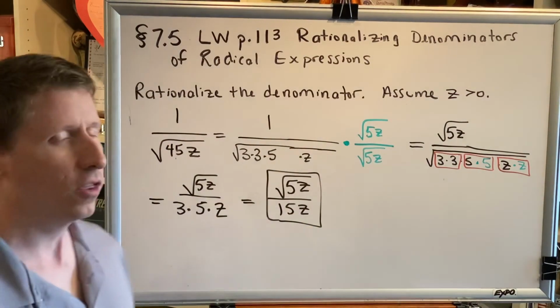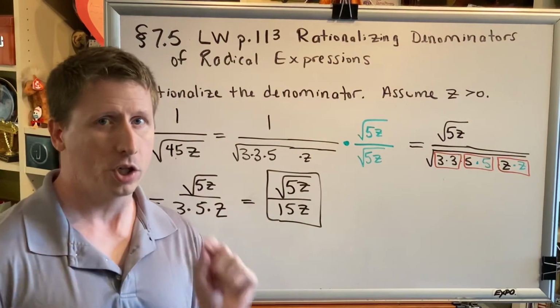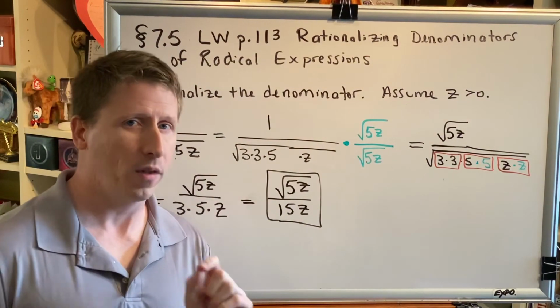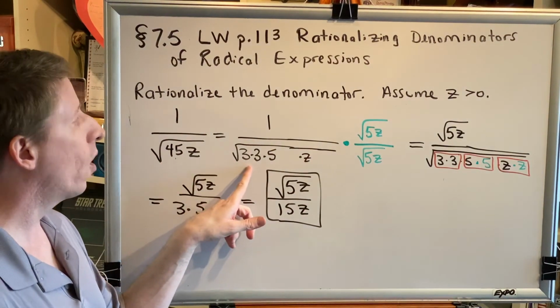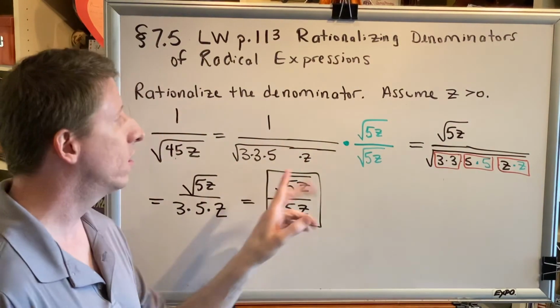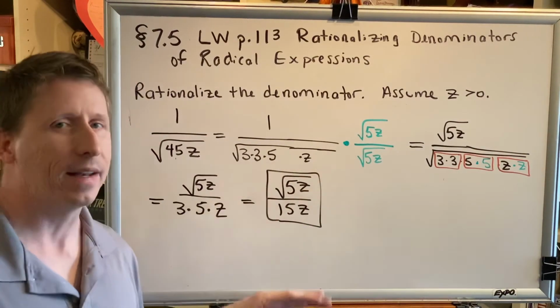Okay, this is the method that we use to rationalize denominators that contain only one term. It is very, very important that you remember that. When there is one term, you use the prime factorization of the radicand, multiplication by something that completes the radical, and simplification.